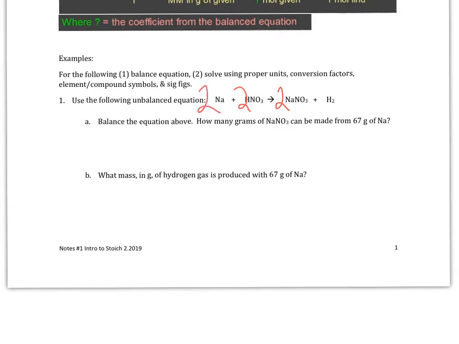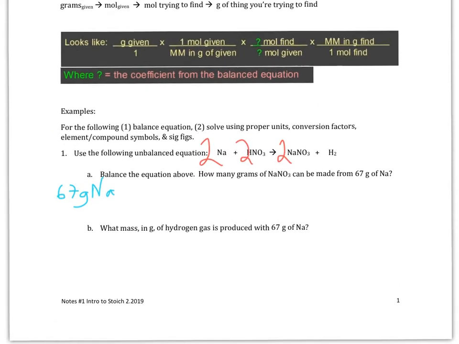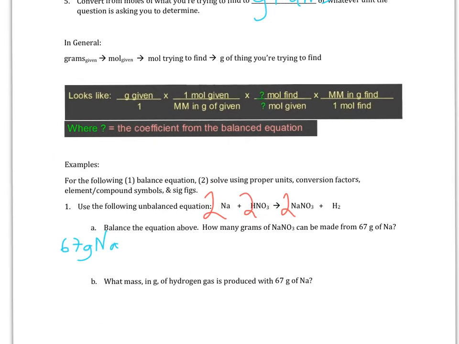So now we're going to solve this problem. We're going to start with 67 grams of sodium, so Na. We'll make our railroad tracks, and if you remember from up here, we will have the given part, and then we'll need 1, 2, 3 parts of our railroad track.